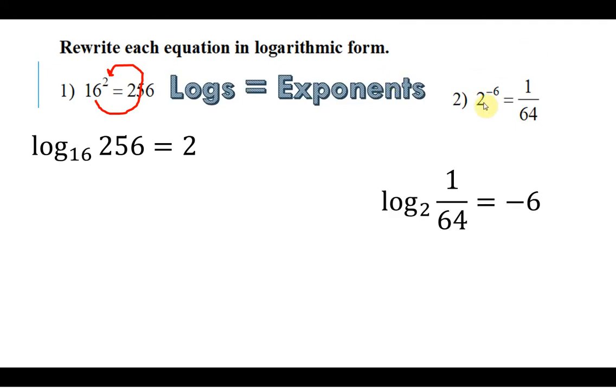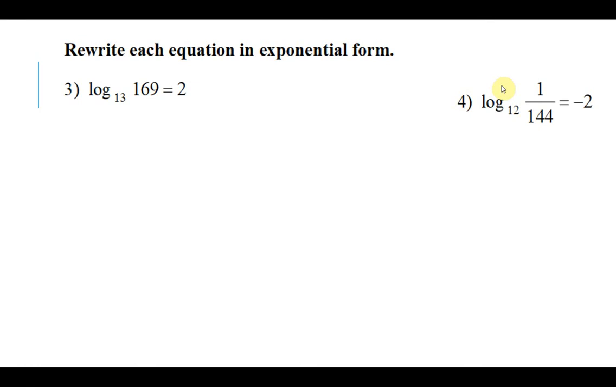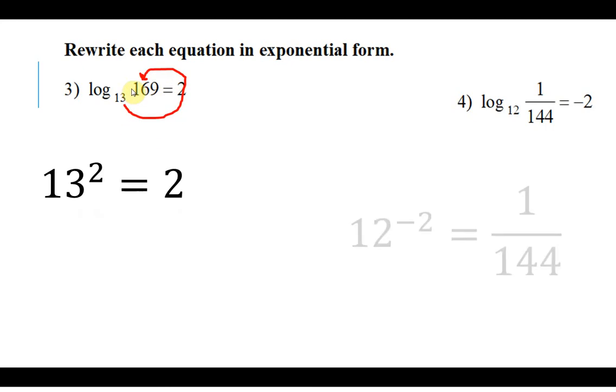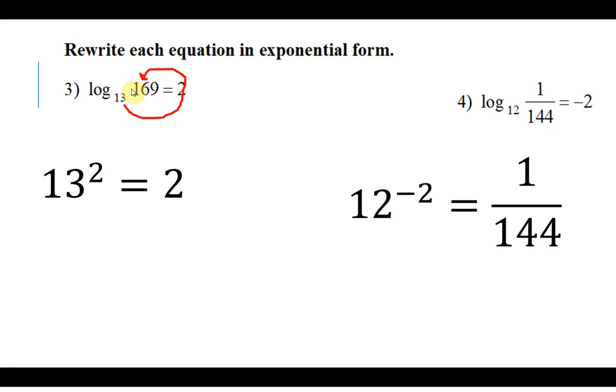Again, with negatives, you can have a log equal to a negative. Log base 2 of 1/64 is -6. The circle only works if the term with the exponent is on the left. And then you have to be able to go in the other direction, to write this in exponent form. So 13 squared equals 169. Boom. We're going through these a little quick because you have seen these before.